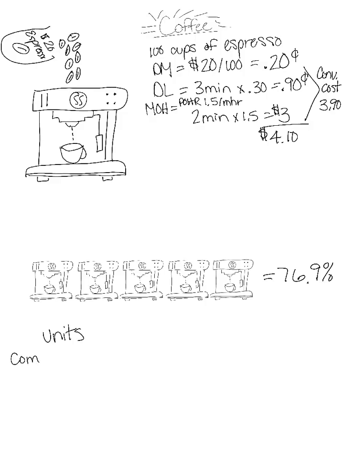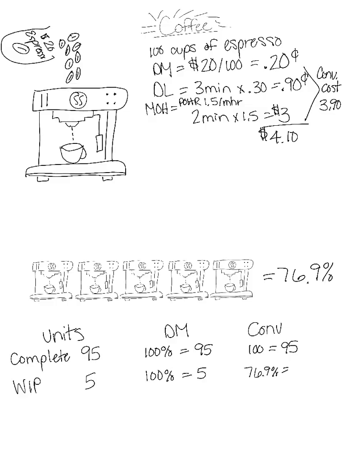When we look at the numbers, we know that the 95 cups that have been served are 100% complete for both direct materials and conversion. For the 5 cups that are left in process, they are 76.9% complete for conversion because the barista still needs to come back and do their job. If we multiply 5 cups by 76.9%, we calculate an equivalent unit of 3.845. When we add that together, we have a total of 98.845 equivalent units of production.